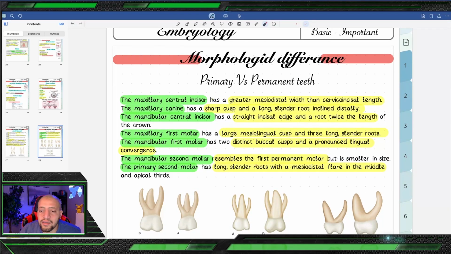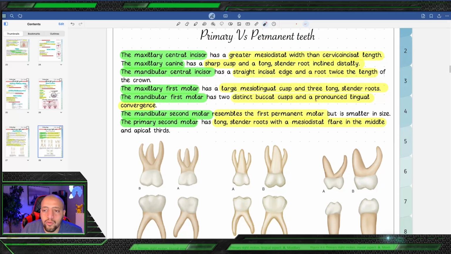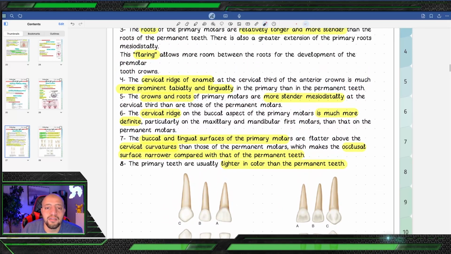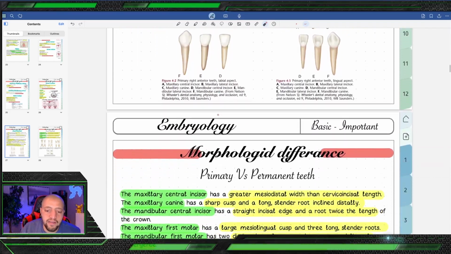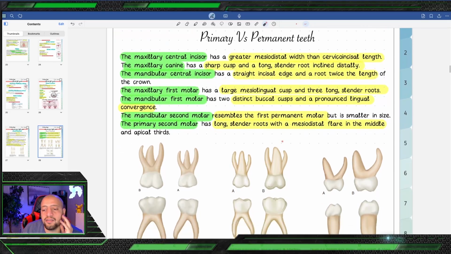The mandibular second molar resembles the first permanent molar. And this is weird information you will sometimes be asked about: the primary second molar has long cylindrical roots with mesiodistal flare in the middle and apical third. Okay, will you ask me, should I memorize all this? No, I don't want you to memorize all this, but I would like you at least to know the information in this part. The previous part gives all the differences between the teeth, but here it gives specific differences between specific teeth. So yes, you should memorize at least this part.